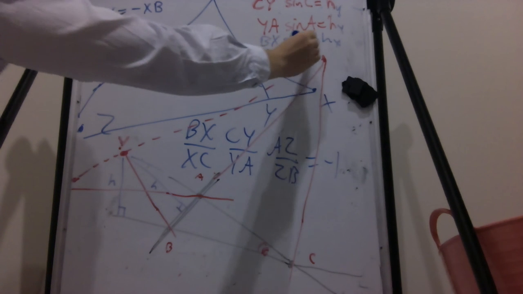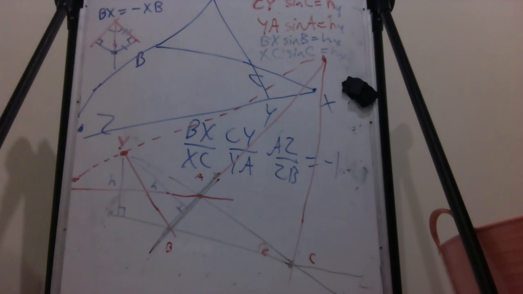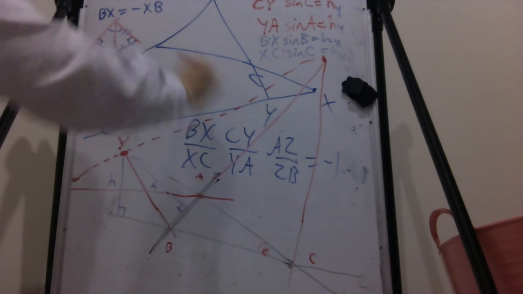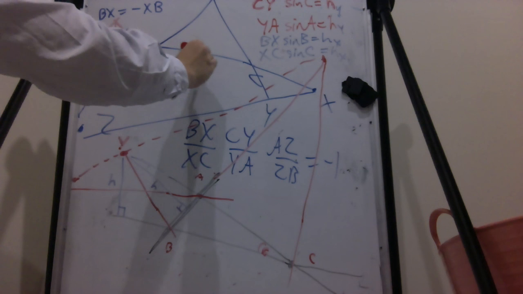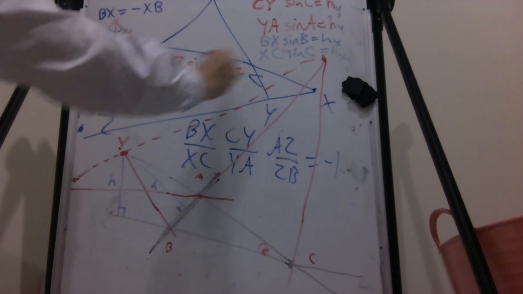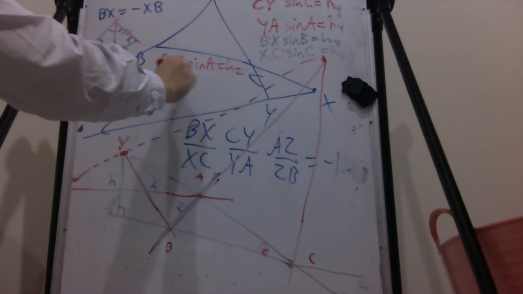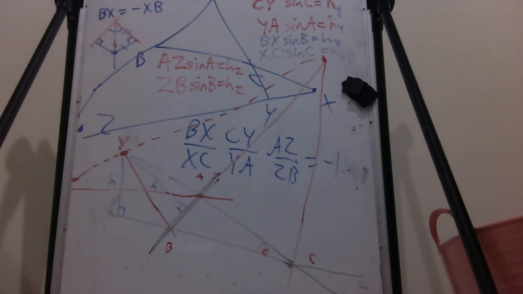XC sine C is equal to HX also, yeah? You see what I'm saying here? And then last one is AZ. Sine A equals HZ. And then ZB sine B is equal to HZ, yeah?